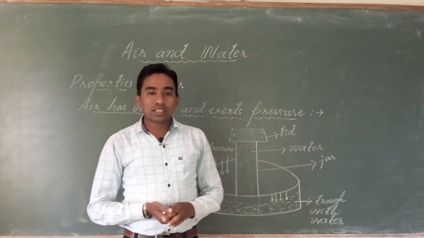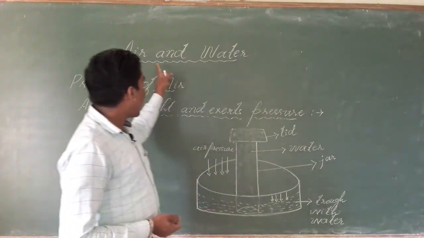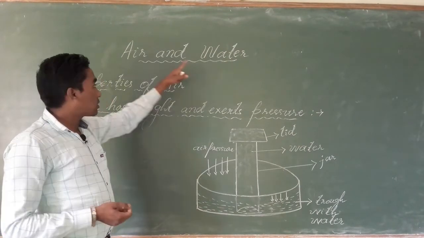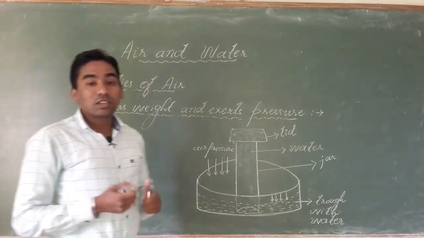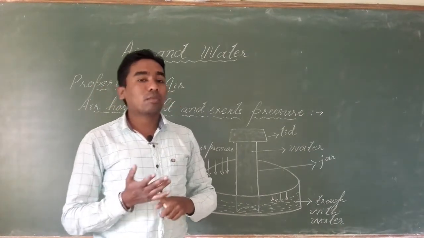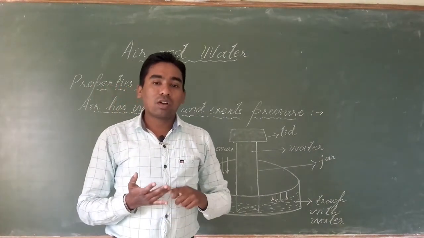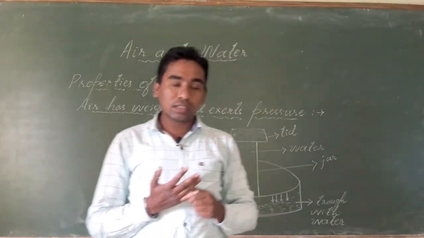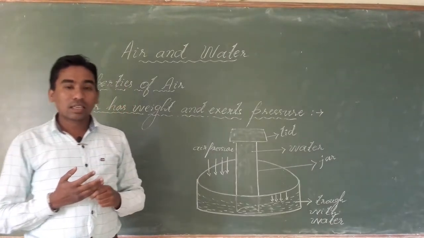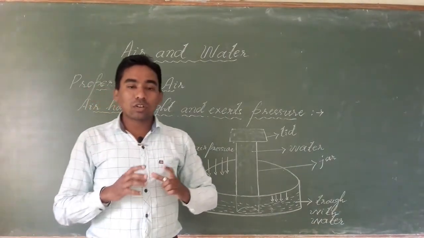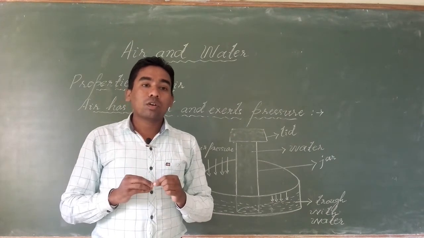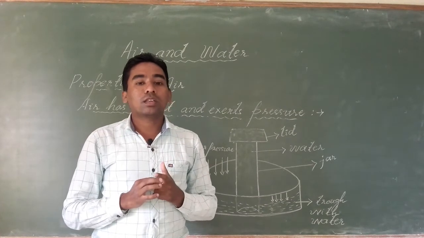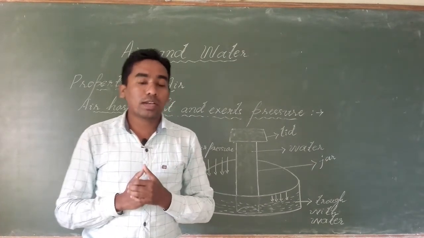Dear students, we are discussing the chapter air and water. In the previous class, we already discussed that air is a mixture of gases. It contains carbon dioxide, nitrogen, oxygen and other gases like hydrogen, helium, lithium, neon, like this. And the air is also composed of some water vapor and some dust particles. In this way, the air is composed in our atmosphere.